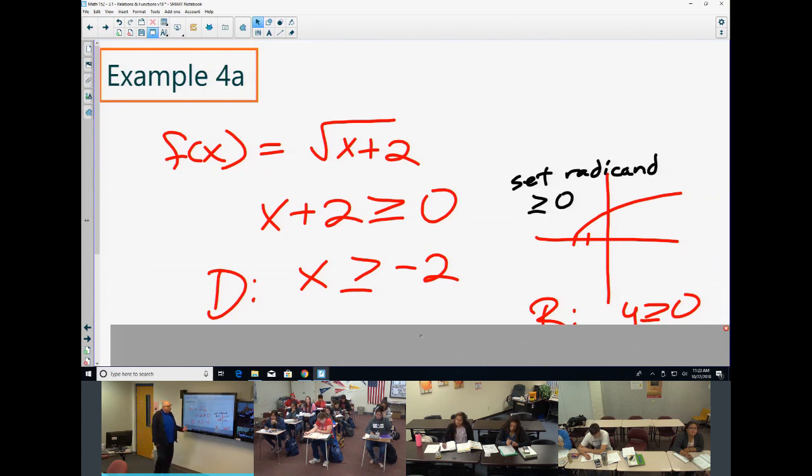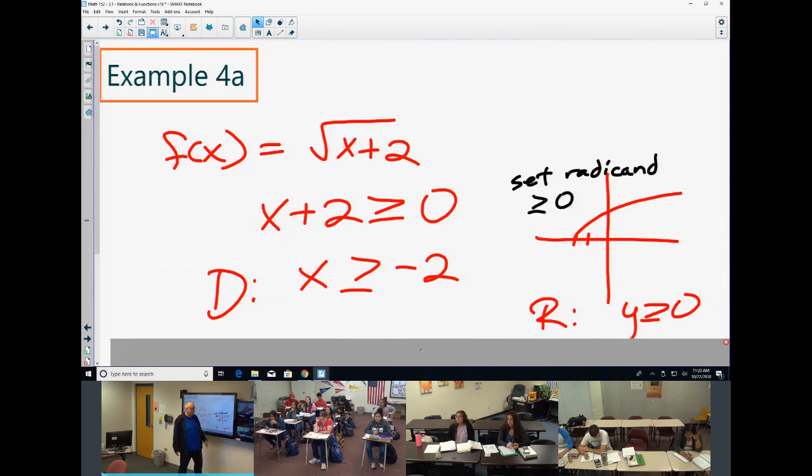Now, from the graph, the range, and so if you're ever, you can always look at the graph too. The range is the y value. So the y values start here at 0 and then go up. And so that would be the range. Y is greater than or equal to 0. Because the domain is where the x's live, the range is where the y's live. Okay.